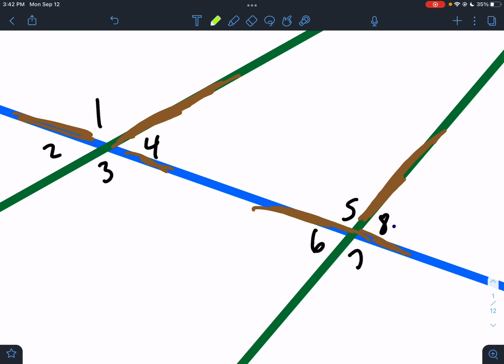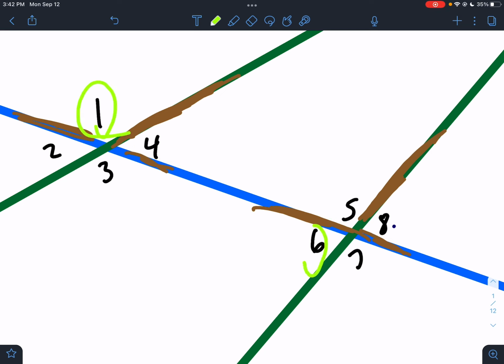But what about alternating? How about like 1 and 6? Those alternate, and I have 1 in and 1 out. So those actually don't have a name. So you'll never reference that. They do not have an official name. So we'll leave that alone.